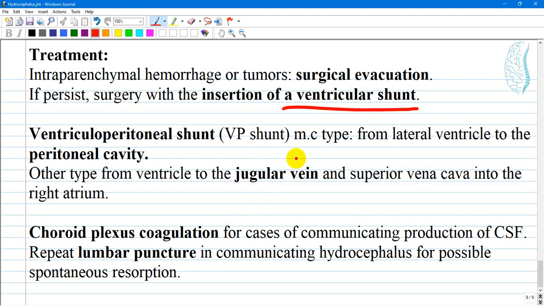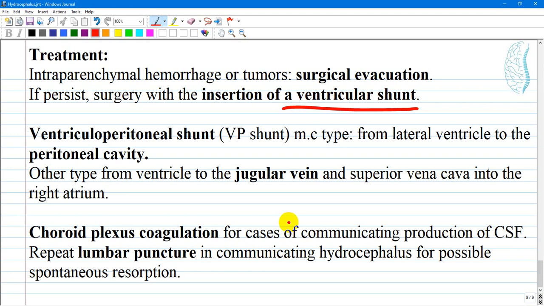The shunt moves cerebrospinal fluid to another part of the body where it can be absorbed. Ventriculoperitoneal shunt is the most common type of shunt. It usually drains cerebrospinal fluid from the lateral ventricle to the peritoneal cavity. And the goal is for this cerebrospinal fluid, which is rich in many components especially for brain nutrition, to be absorbed.